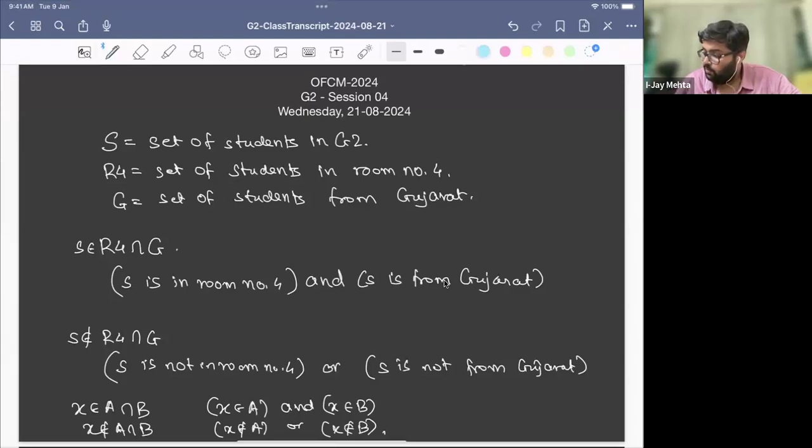Okay. Then can you discuss about the union? Discuss S belongs to R4 union G. Check if you are in the set or not, and then negate it. So what does it mean by saying S is not in R4 union G?